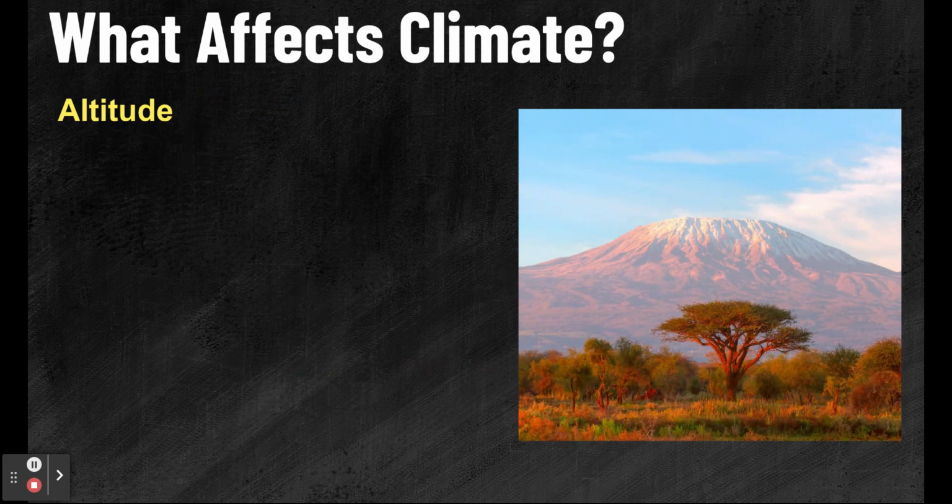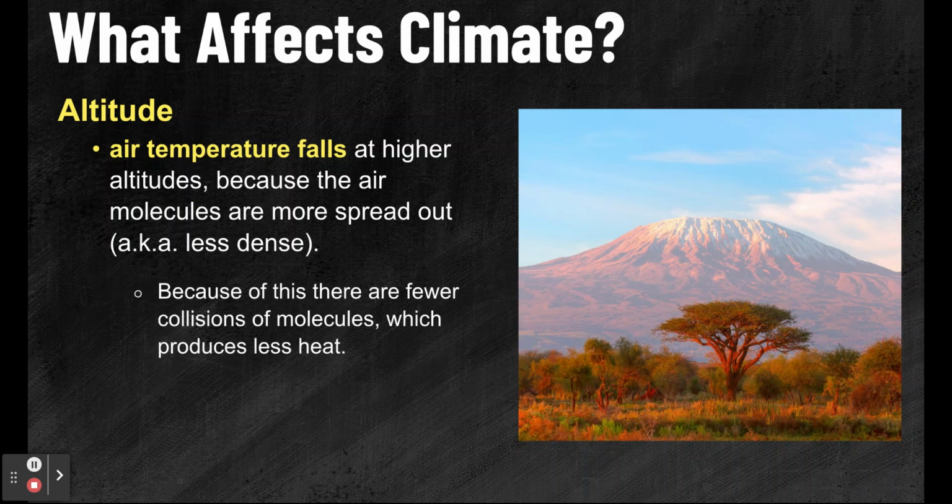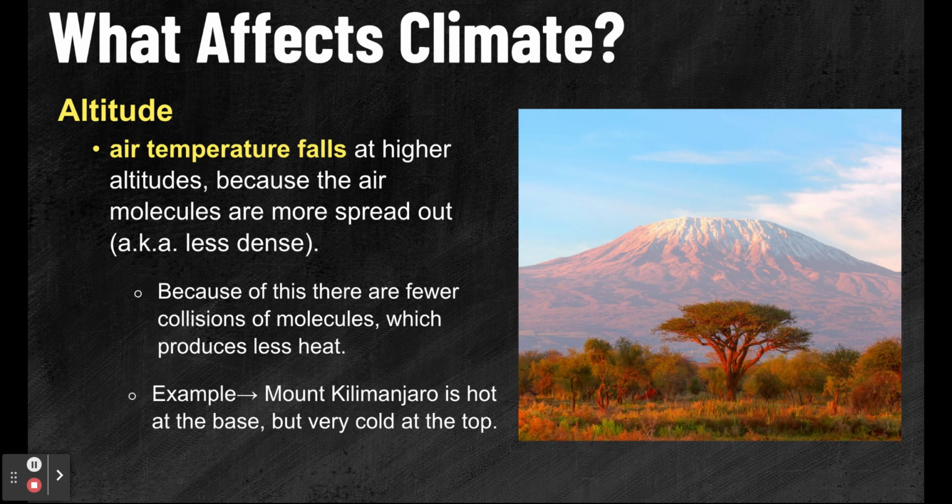Okay, another factor that affects climate is the altitude. Air temperature falls at higher altitudes because the air molecules are more spread out, they're less dense, and because of this, there are fewer collisions of molecules. And when there are fewer collisions, less heat is produced. So that's why air temperature falls at higher altitudes. And an example of this is Mount Kilimanjaro.